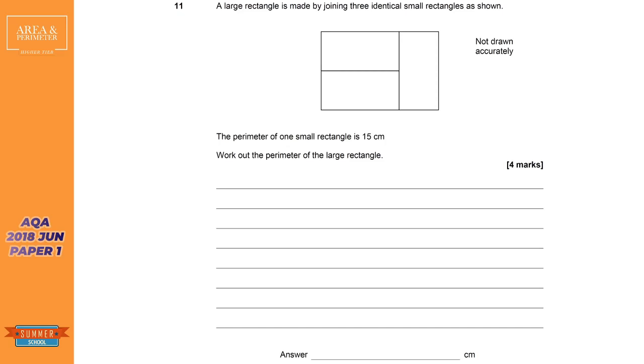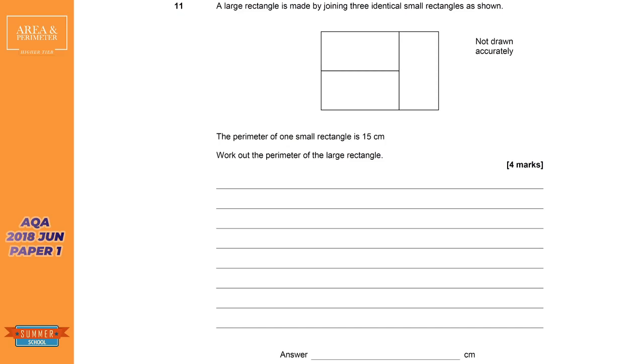So today we're going to end on AQA's offering. And I quite like these kind of questions. They're quite rare, but when they come up, if you know the trick, which I'm going to show you, they're not so difficult. Now, it seems impossible. It says the perimeter of one small rectangle is 15 centimetres. So with a perimeter, it's impossible to work out what the side lengths are. And yet this question's asking you to find the perimeter of the large rectangle.